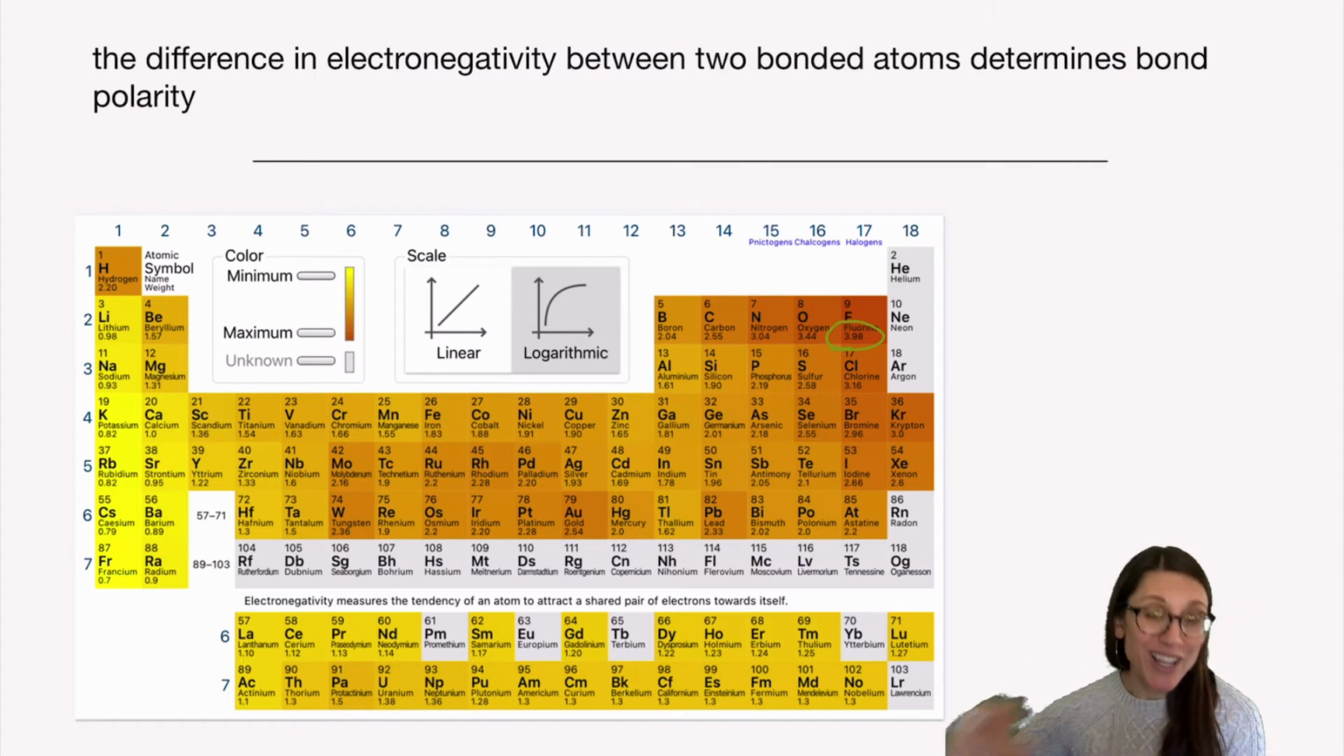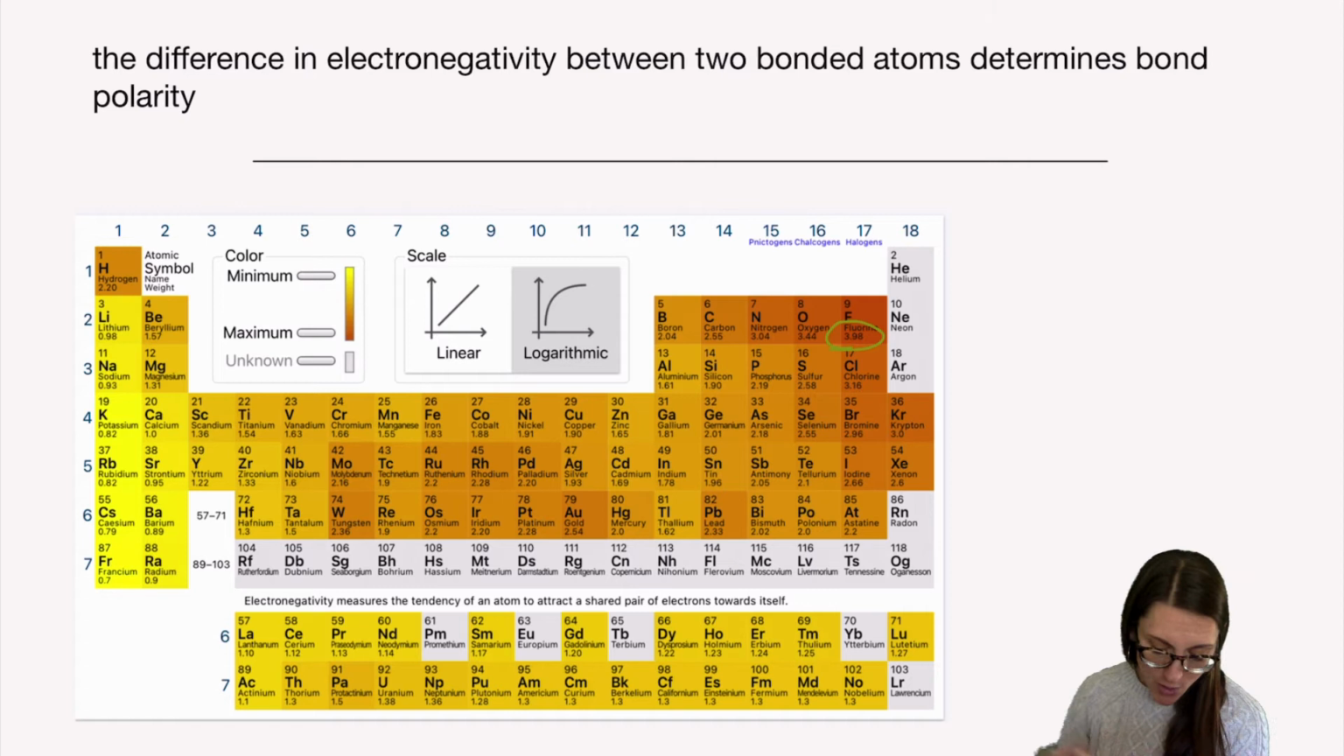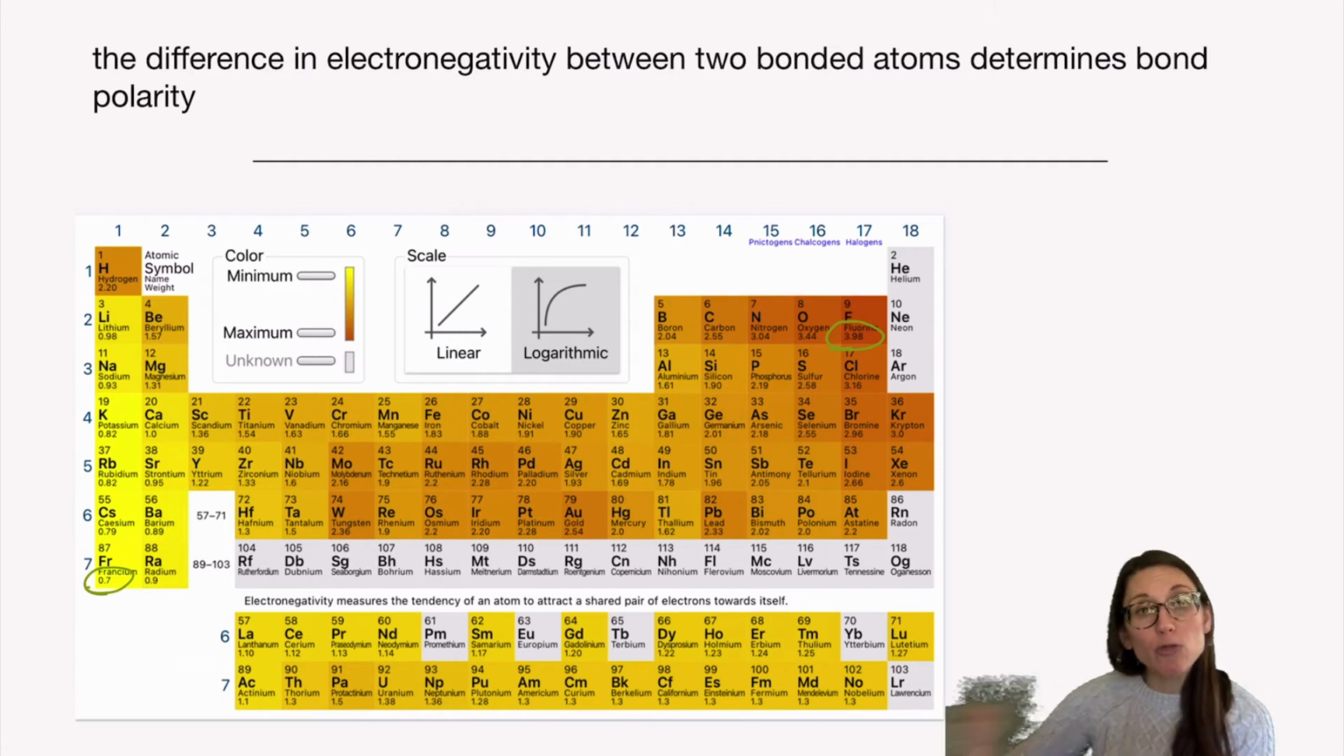Fluorine has the largest electronegativity with a value of 3.98, where francium down here has an electronegativity of only 0.7. These are relative to one another. This is the Linus Pauling scale, and it doesn't actually have units that we typically talk about. So these are my electronegativity values.